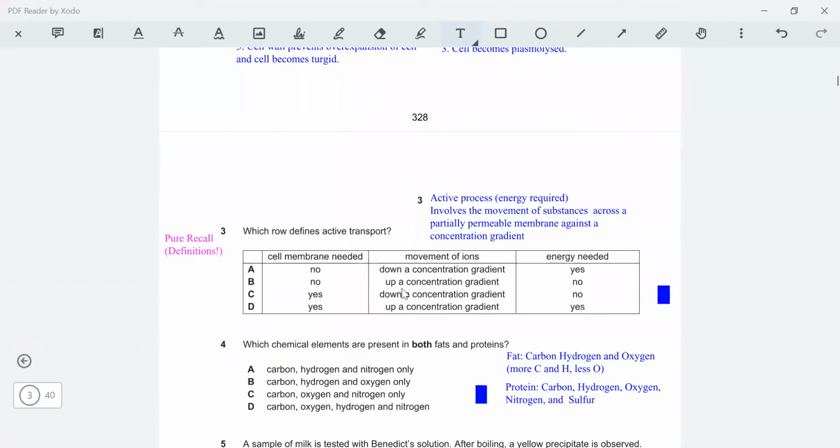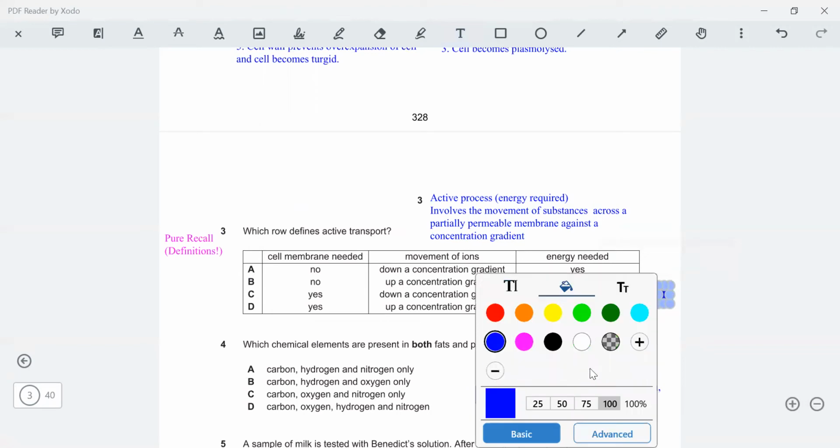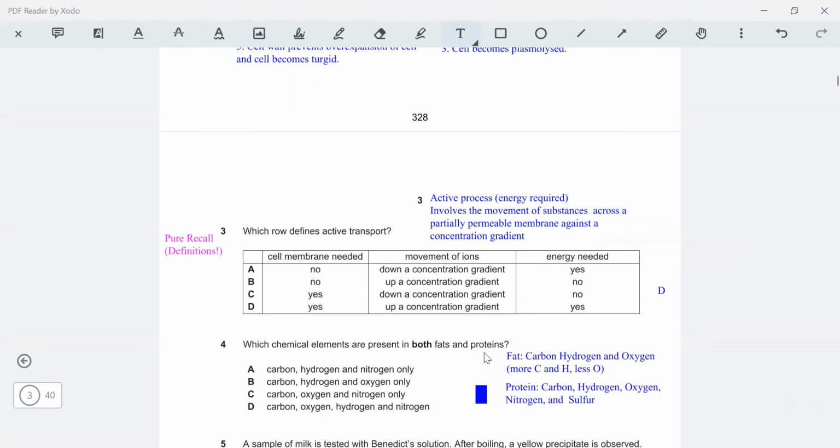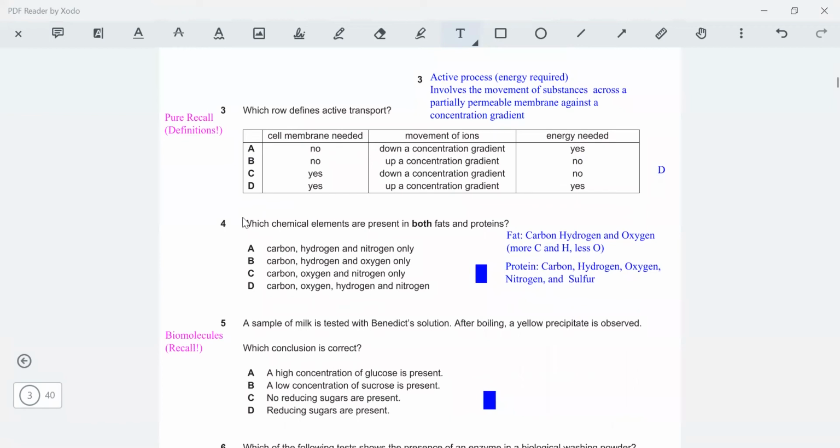Question 3. Which row defines active transport? So this is pure recall definitions, and active transport is the active process where energy is required. It involves the movement of substances across a partially permeable membrane against a concentration gradient. The answer is pretty obvious. It's definitely D. Let's move on.